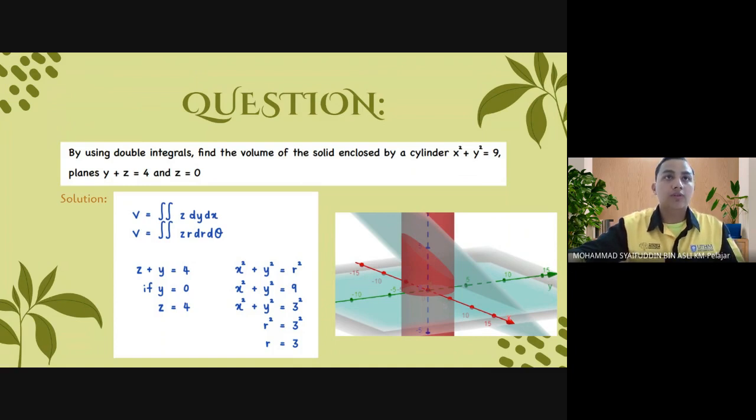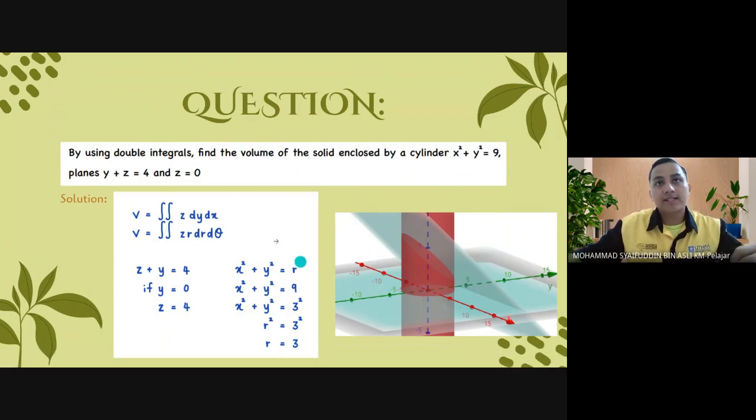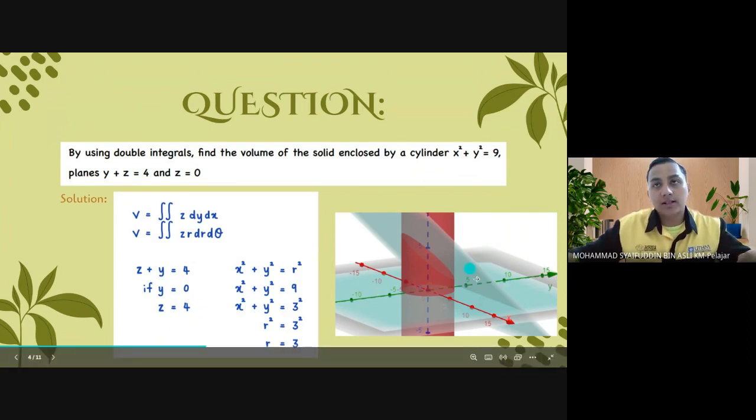First of all, we need to find the r value. We find it by using the equation x squared plus y squared equal to 9, so r squared is equal to 9. Taking the square root of 9, we get the radius is 3. So the radius for this graph is 3. And as we know, the plane is y plus z equal to 4. If y is equal to 0, then z is 4. So that is the 3D graph.